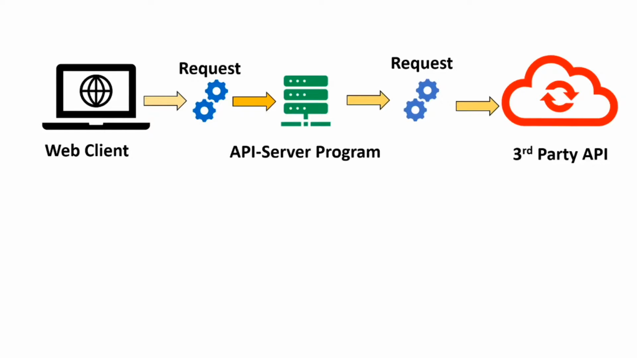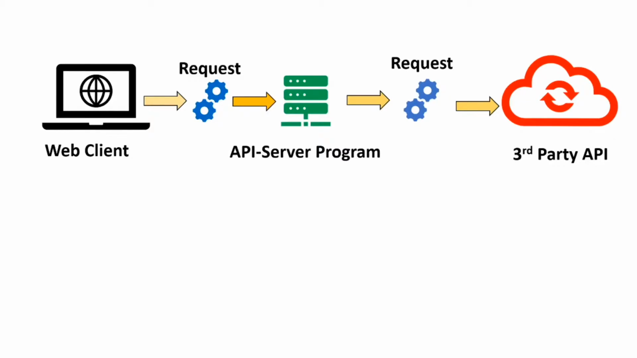If you see here, our web client is there. Web client is nothing but, suppose, a browser application, and we are hitting a request to our API server program, our own APIs. Then from this API server program we are calling some third party application.